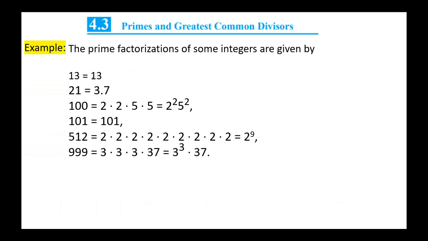For example, the prime factorization of 13 is 13, of 21 is 3 multiplied by 7. 3 and 7 are primes. 100 is 2 multiplied by 2 multiplied by 5 multiplied by 5, which is 2 squared multiplied by 5 squared. 101 equals 101, so it is prime. 512 equals 2 multiplied by itself 9 times, or 2 to the power 9. 999 equals 3 multiplied by 3 multiplied by 3 multiplied by 37, which is 3 cubed multiplied by 37.